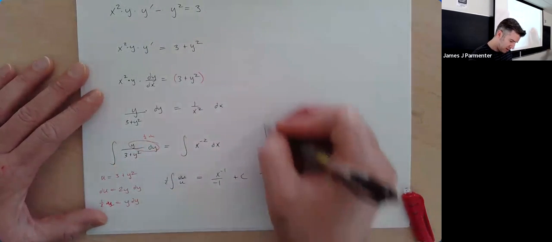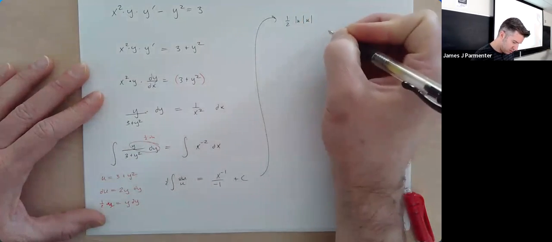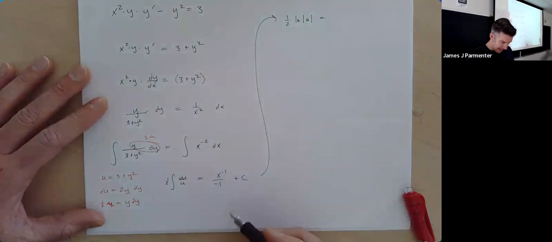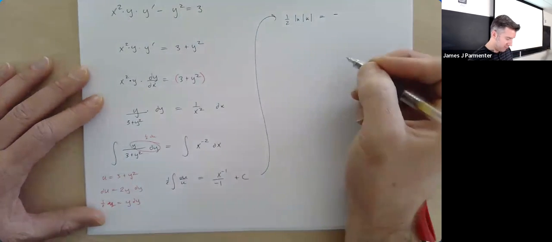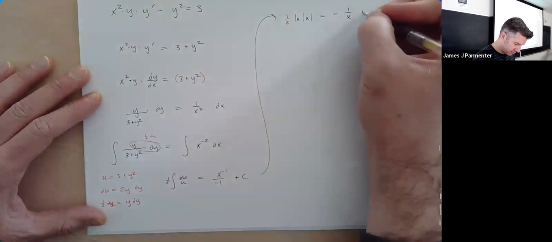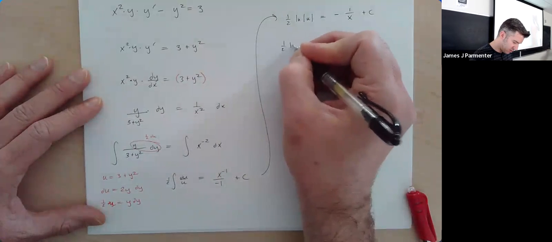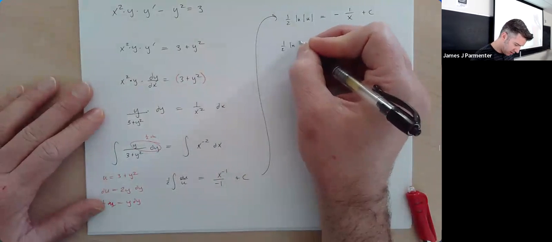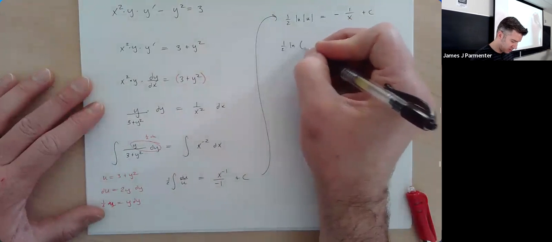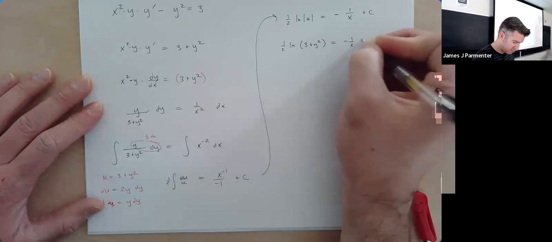Integrate the other side. We're going to get 1/2 natural log of the absolute value of u. I would totally rewrite x to the -1 over -1 as a negative overall in front, and instead of x to the -1, a 1 over x. And then I would say 1/2 natural log of 3 plus y squared. And I'm going to drop the absolute value because, specifically here, 3 plus y squared is always positive. So I really don't need it.